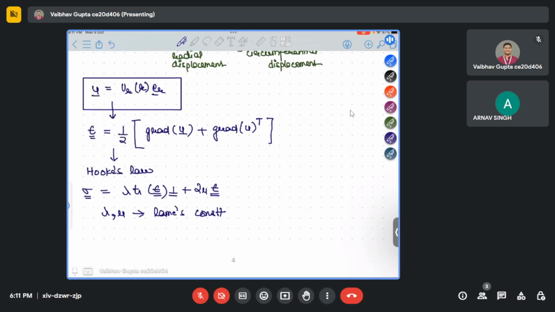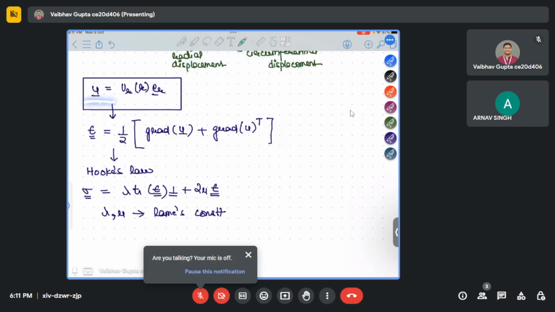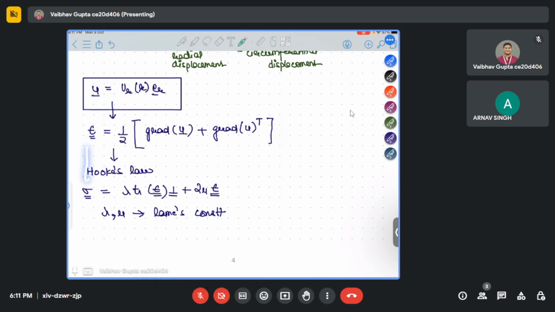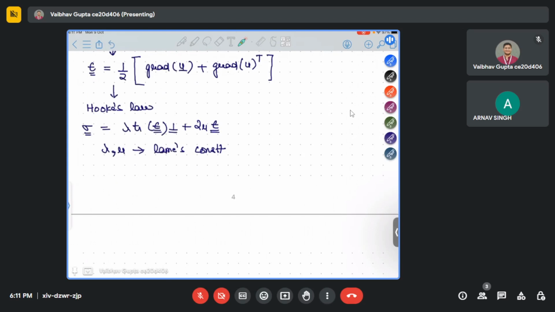So first we define our displacement field. Then we see the strain. Then finally we relate the strain to stress. Now from stress we need to find out the forces. For forces, we use the equilibrium equation. What is this? Divergence of sigma plus rho b is equal to rho a.